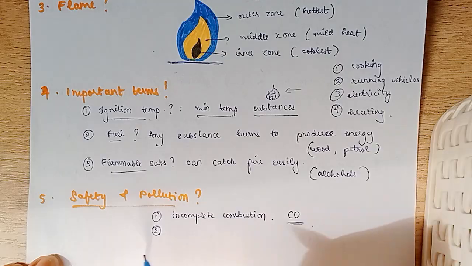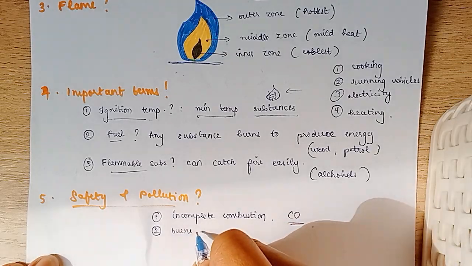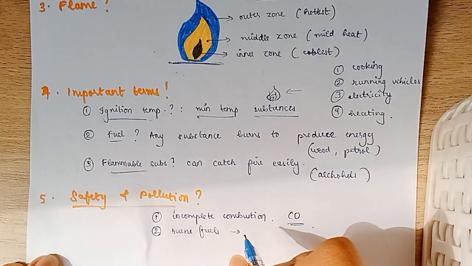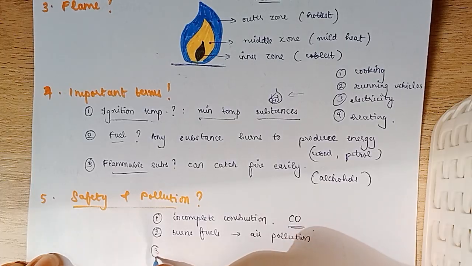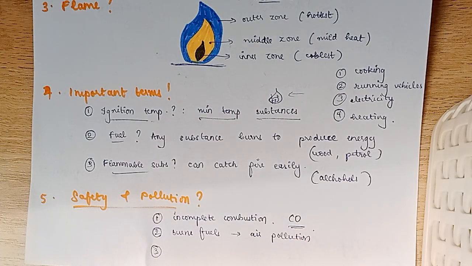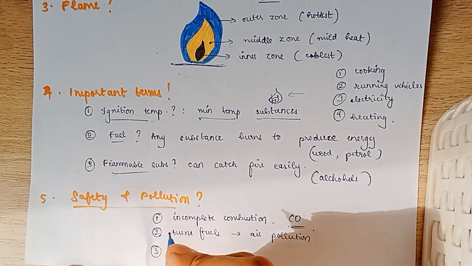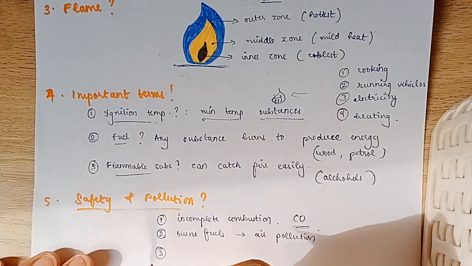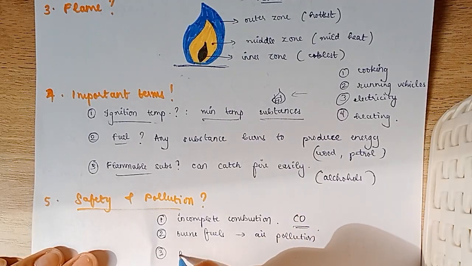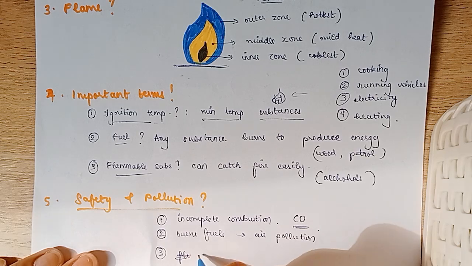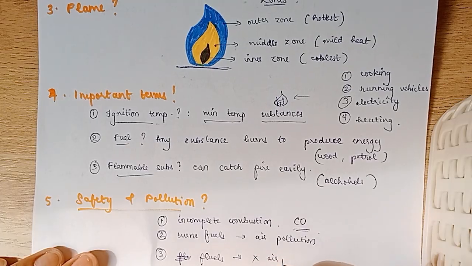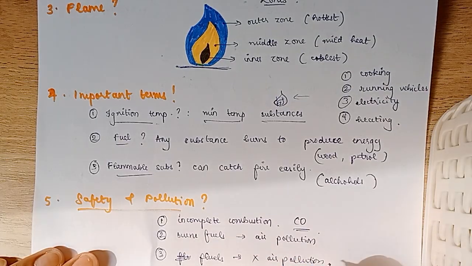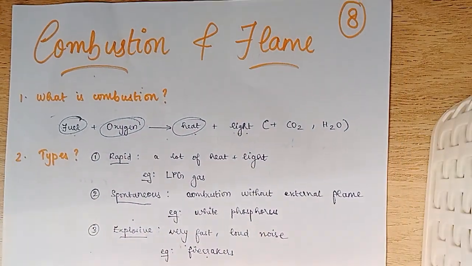Now, second, when you burn fuels, it produces air pollution. And that is the reason why the new generation ideas of solar panels are being implemented. And then finally, using fuels efficiently will reduce pollution. If fuels are not unnecessarily used, then there won't be as much air pollution. So this is the whole chapter, combustion and flame.